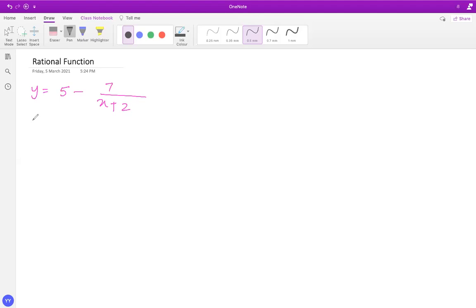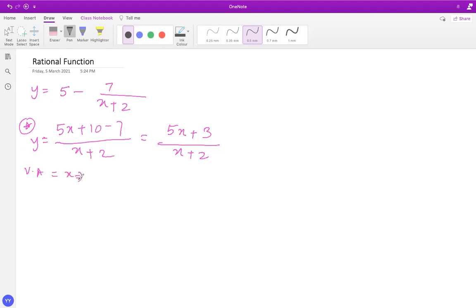When you're finding the equation of vertical and horizontal asymptotes, some students tend to take the LCM of this, which is 5x plus 10 minus 7 over x plus 2, and that reduces back to the standard ax plus b over cx plus d format, which is 5x plus 3 over x plus 2 here. Now for the vertical asymptote, equate the denominator to 0, so you get x equals -2, and the horizontal asymptote is y equals 5, because that's the coefficient of x. The root is -3 over 5, and the y-intercept is 3 over 2, and there's no need to draw a sign diagram if they have not asked for it.